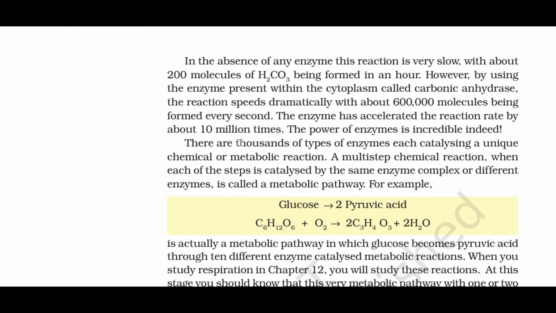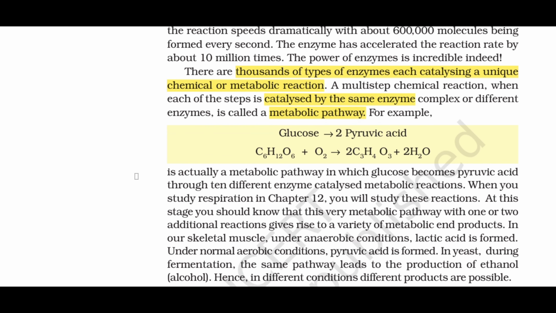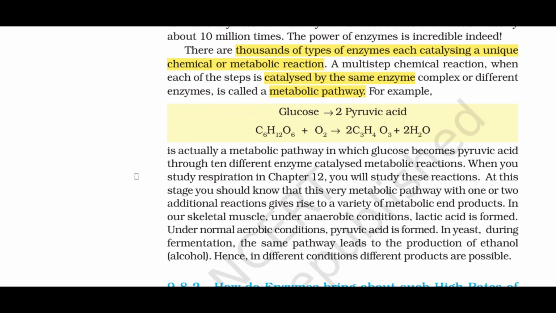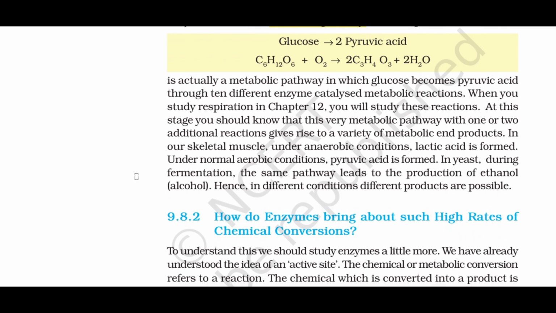There are thousands of types of enzymes, each catalyzing a unique chemical or metabolic reaction. A multi-step chemical reaction, when each of the steps is catalyzed by the same enzyme complex or different enzymes, is called a metabolic pathway. For example, glucose to pyruvic acid is actually a metabolic pathway in which glucose becomes pyruvic acid through 10 different enzyme-catalyzed metabolic reactions. When you study respiration in Chapter 12, you will study these reactions.